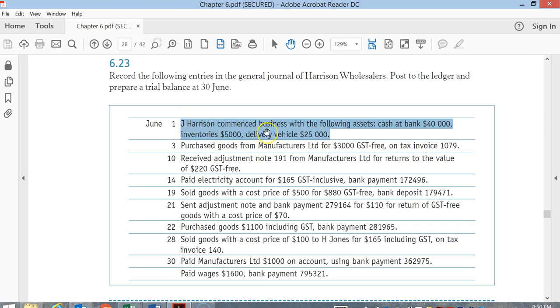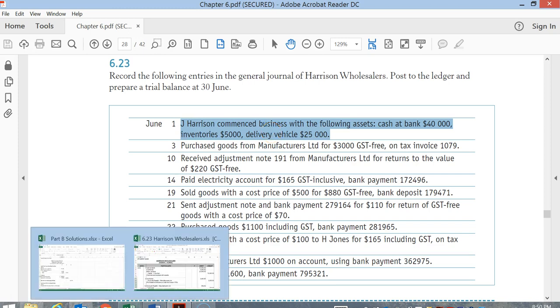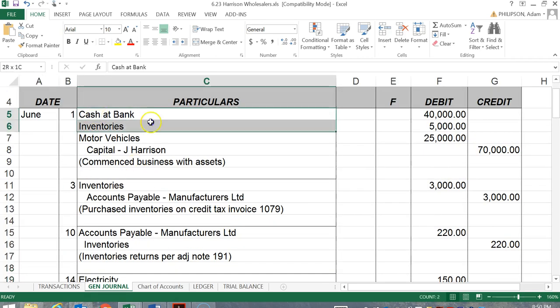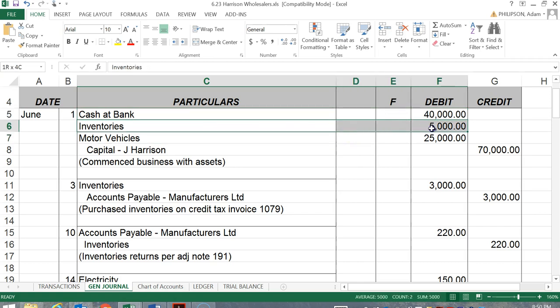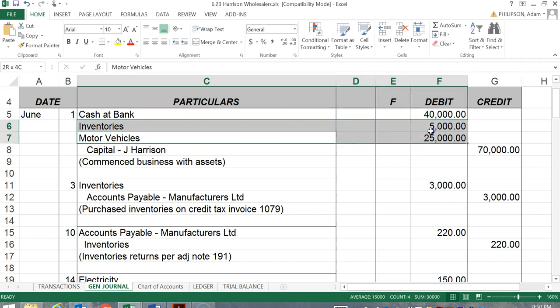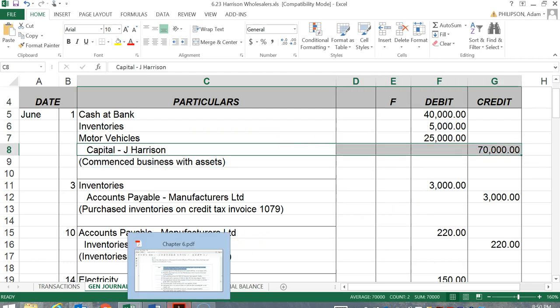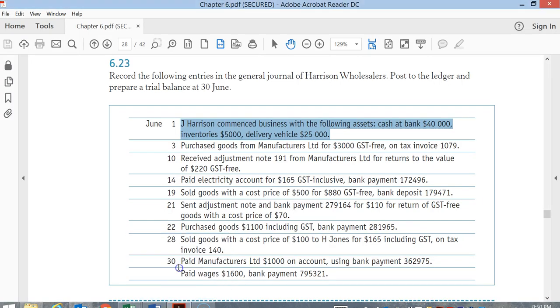It's J. Harrison commencing business, so the other side of the journal entry is owner's equity. Okay, so we've got our journal entry there: cash at bank, debit 40,000, asset; inventories, asset 5,000; motor vehicles, asset 25,000, and capital 70,000 to J. Harrison. Hopefully that's fairly straightforward. Okay, we move on to the next transaction.